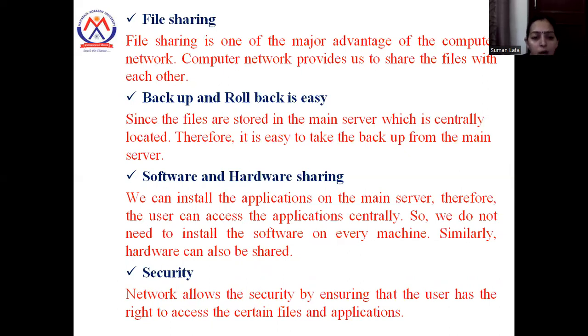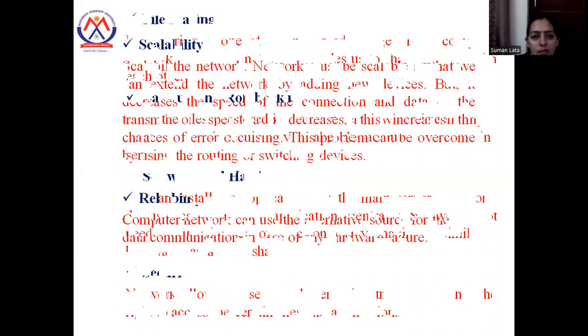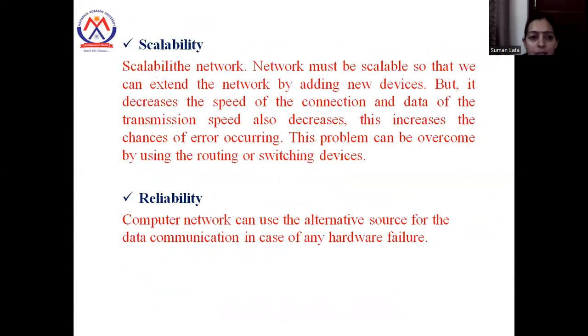Security. Network allows security by ensuring that the user has the right to access certain files and applications. Next feature is scalability. Scalability is a feature of the computer network. The network must be scalable so that we can extend it by adding new devices, but this decreases the speed of the connection and the data transmission speed also decreases. This increases the chances of error occurring. This problem can be overcome by using routing or switching devices.